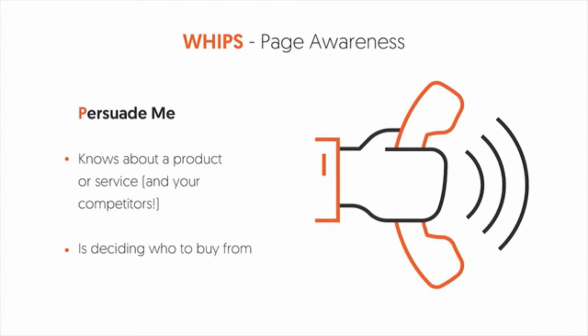Persuade me. These people know about a product or service and the competitors. And that's a really important part. They not just know about the product or service, but they know about the competitors as well. These are typical comparison keywords, example, MailChimp versus ConvertKit. They're both email marketing solutions, but which one should I buy? And again, if you're looking for comparison related keywords that are more related to Persuade Me, you can find them in the comparison tab on Ubersuggest.